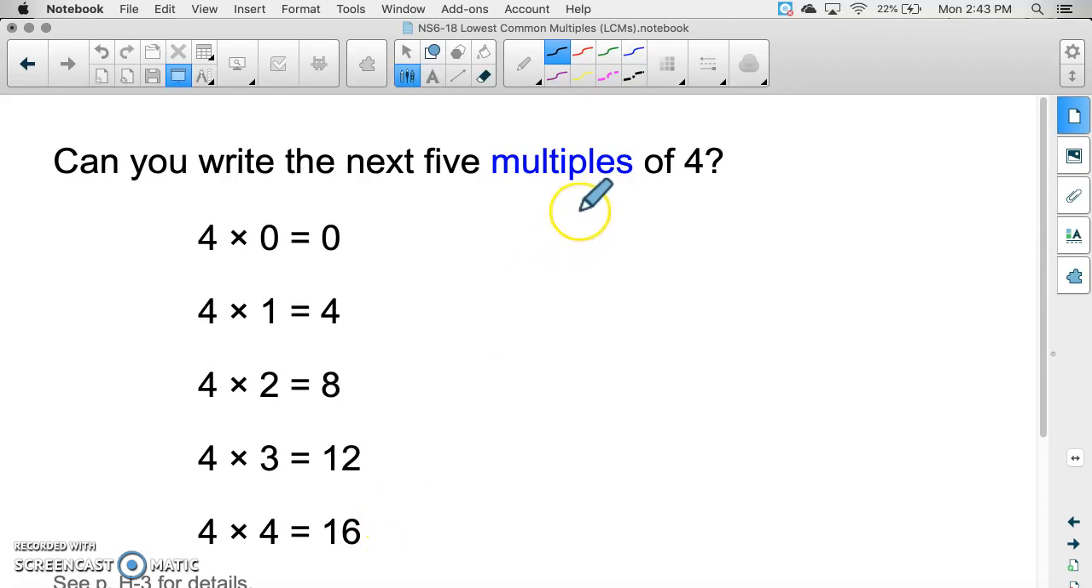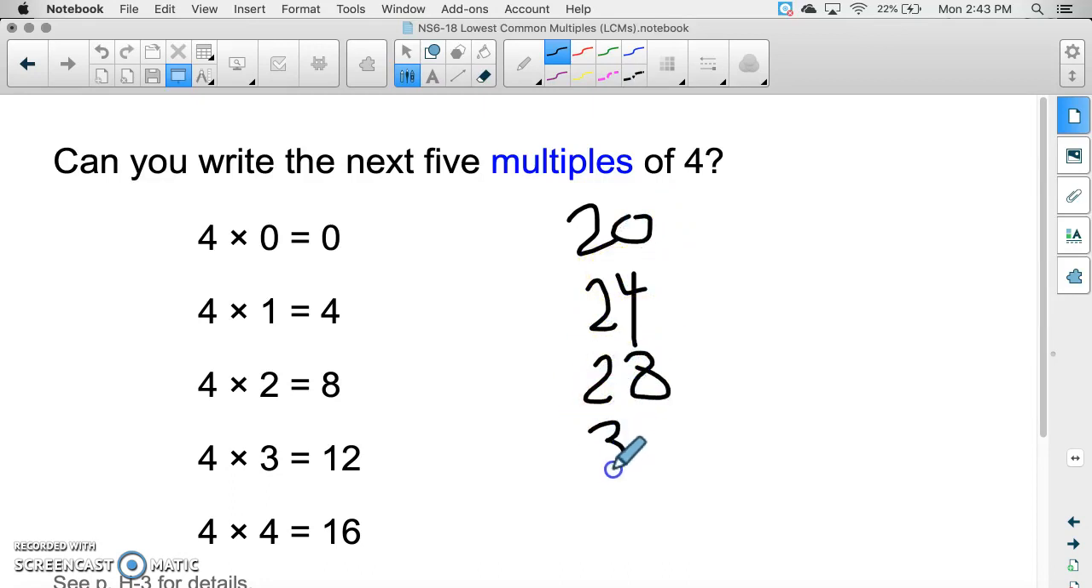If you skip count continuing on by 4, we would get 20, 24, 28, 32, and 36. These are all multiples of 4. So now if I ask you if 26 is a multiple of 4, would your answer be yes or no? If you said no, you are correct.